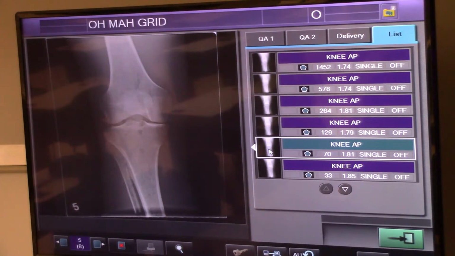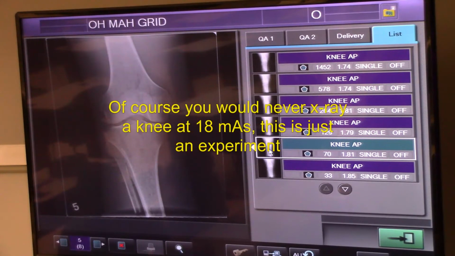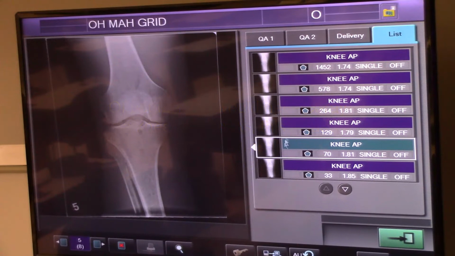What was our mass on this anyway? 19. I'm just kidding. I was looking at the next one. This is the 70 one. Okay, so this was at 18 mass. We should have been using 6. But we all know that, right?